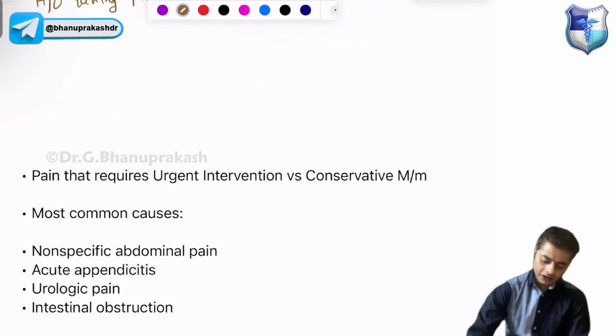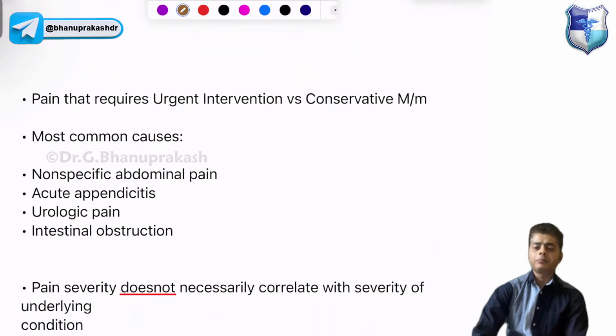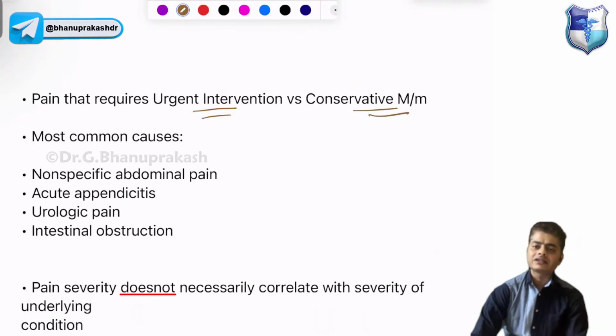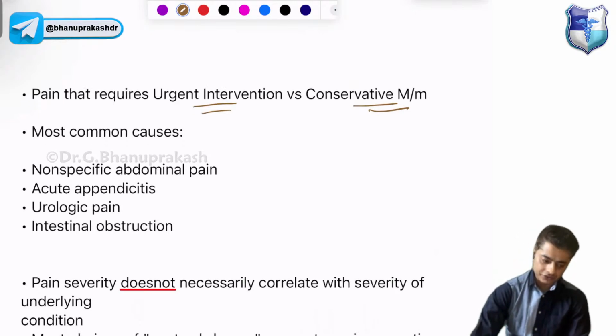In abdominal pain, we have to differentiate the patients that require urgent intervention from the patients that require conservative management. We should be able to tell which patients require urgent intervention and which require conservative management. So our main goal of this lecture is that we should be able to differentiate between these two kinds of patients.